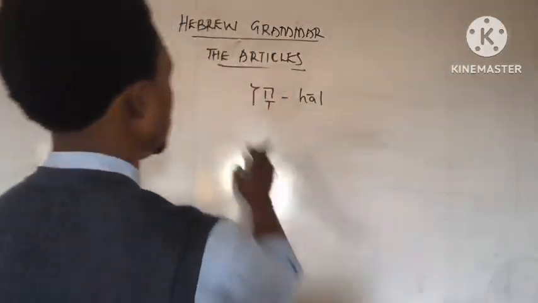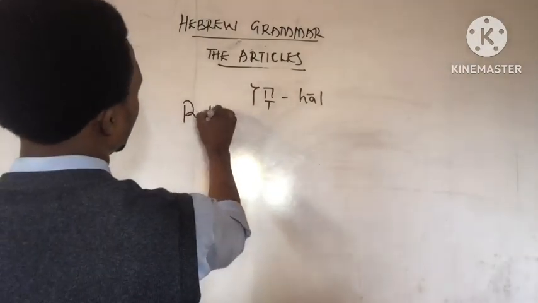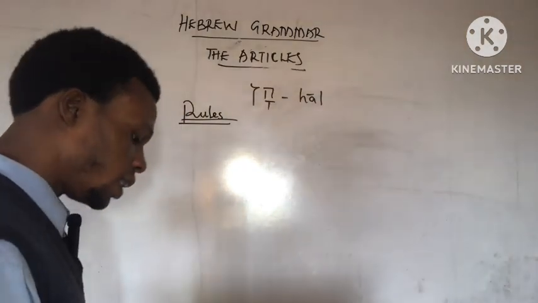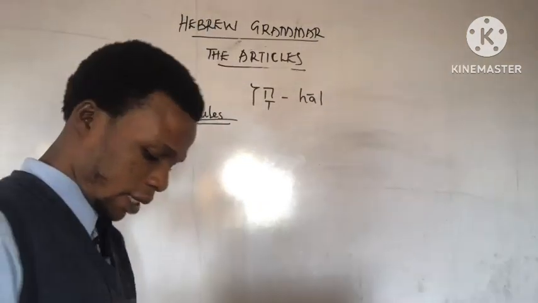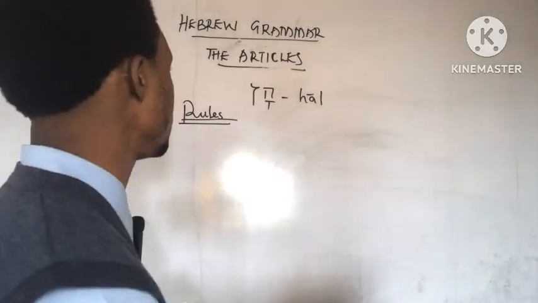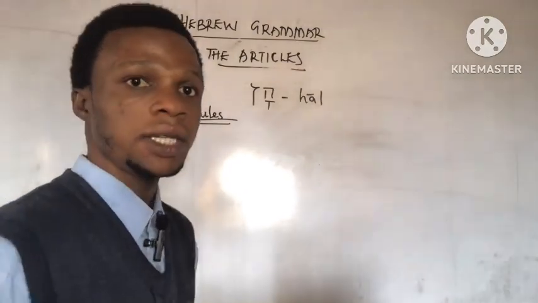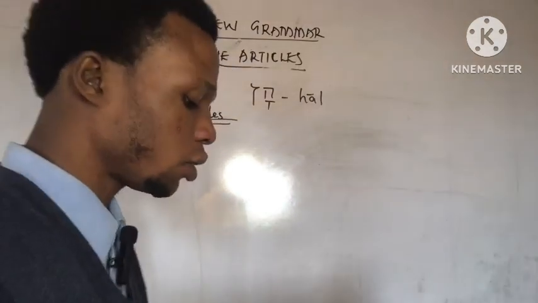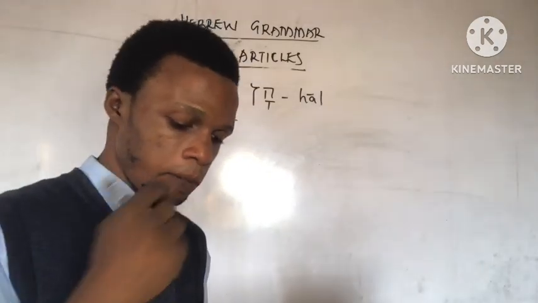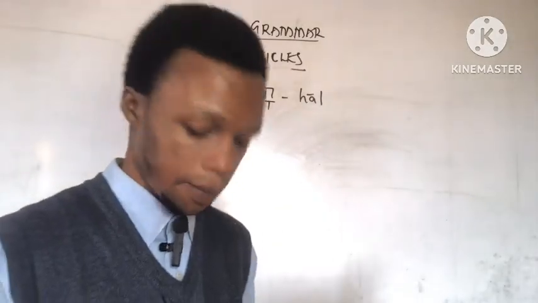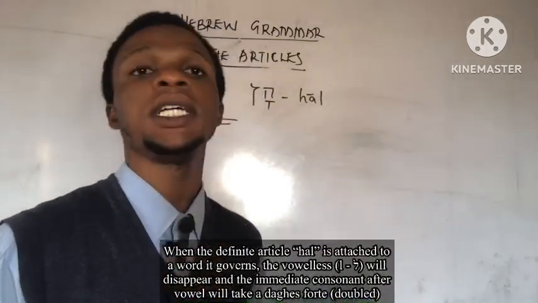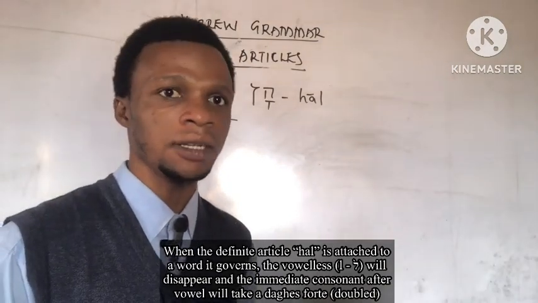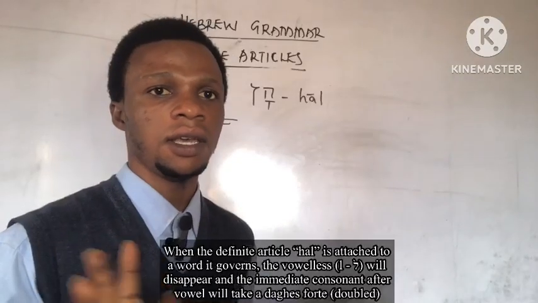Now let's see the rules for the Hebrew articles. Rule number one states that when this article is attached to the word it governs, or defines, the vowelless letter from the article, which is lamed, will disappear, and the first letter of the word it governs will now be doubled with a dagesh forte. It is very simple.